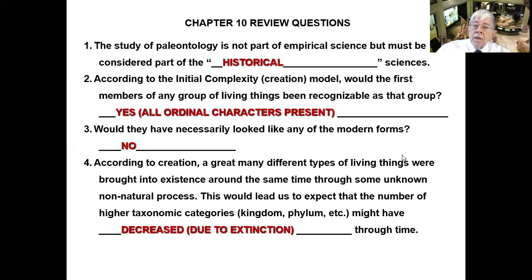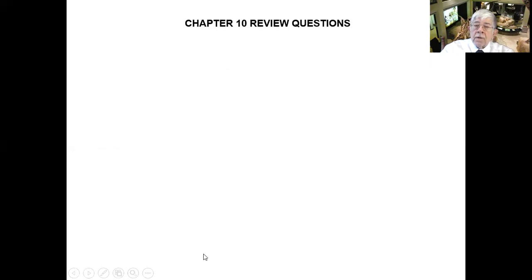According to creation, a great many types of living things were brought into existence around the same time through some unknown non-natural process, where evolution says unknown natural process. So creation would lead us to expect that the number of higher categories, kingdom, phyla, and so forth, would very likely have decreased due to extinction over time.